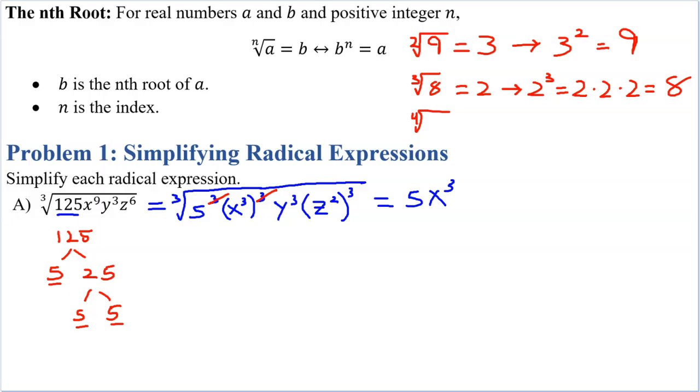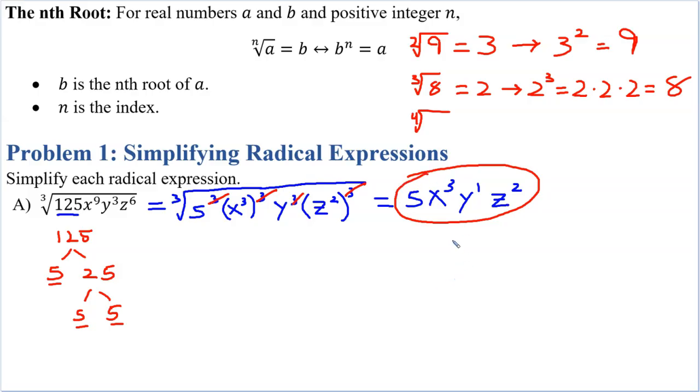Third root's going to cancel out the third again for the y to the third. So we can write that as just a y. Now I could say y to the 1 if I wanted to, but not necessary. And the same thing with the z will cancel out to the third power, so we're left with the z squared. All right, I'm going to say that's my answer in simplest radical form here.